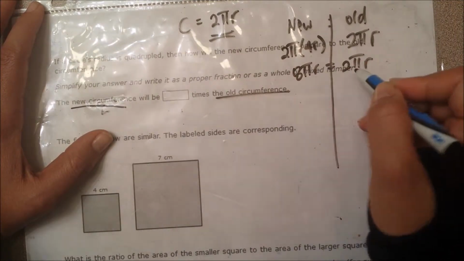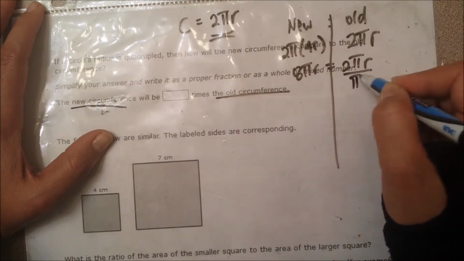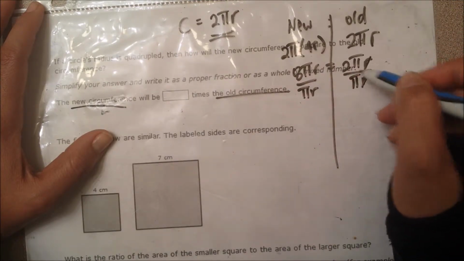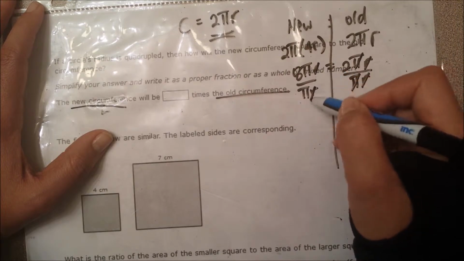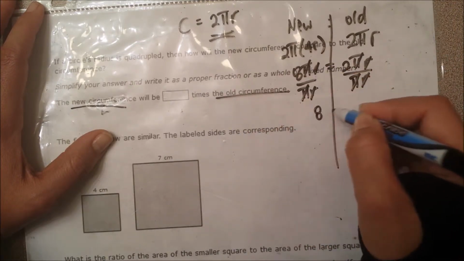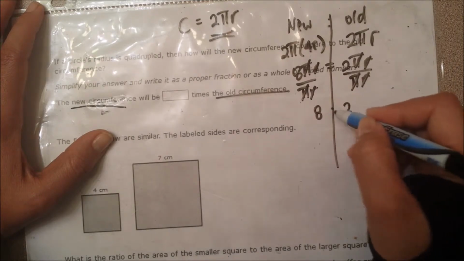Both sides have pi r in common. So if I divide by pi r, as long as I divide it on the other side, I'm okay. But what you're going to notice is this r cancels with that, pi cancels with that, r cancels with that. Because if I did it to one thing, I have to do it to all. So now I have 8 to 2. And I can go ahead and simplify that.